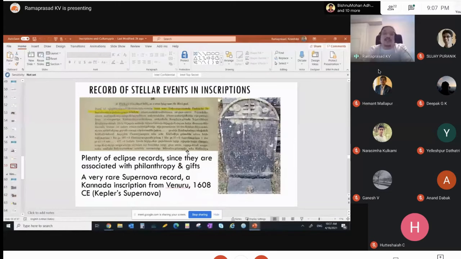So you will see lots of dates, lots of inscriptions, many. I'll say 10% of the inscriptions you have might be on an eclipse day. So it's so high, and so they are very interesting.